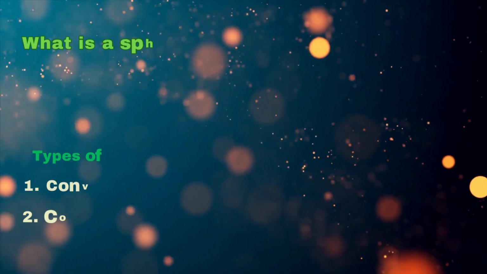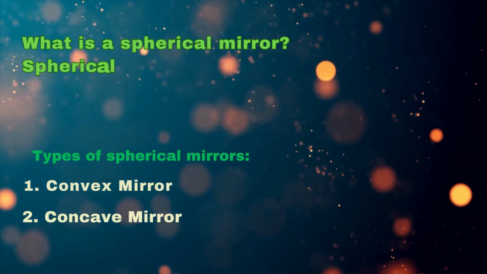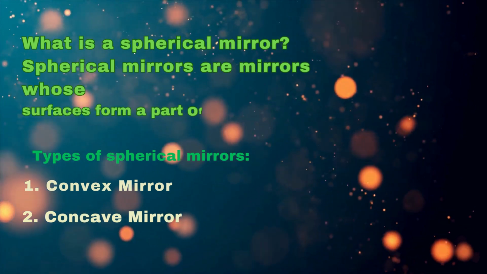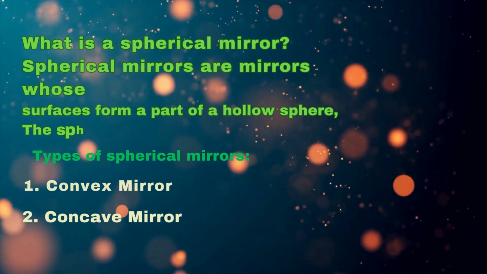What is a spherical mirror? Spherical mirrors are mirrors whose surfaces form a part of a hollow sphere. The spheres can be made of glass or any polished metal surfaces.